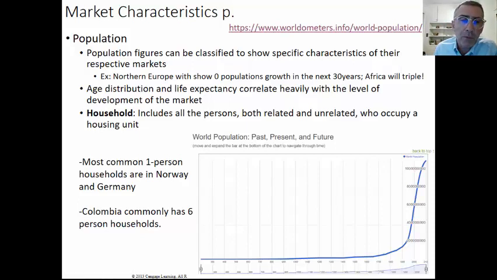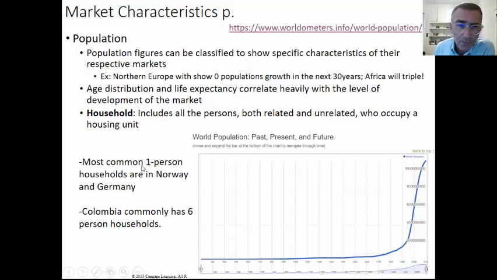Now that we've looked at population, we then look at households, right? Includes all the persons, both related and unrelated, who occupy a housing unit, right? Again, we're on page 92 through 95. I'm sorry, 95, 96, right around there. Your book has some really cool charts and graphs as well that are not on the slides. So a household includes all the persons, both related and unrelated, who occupy a housing unit.